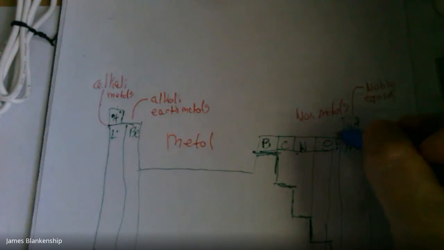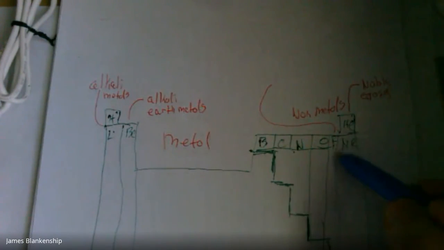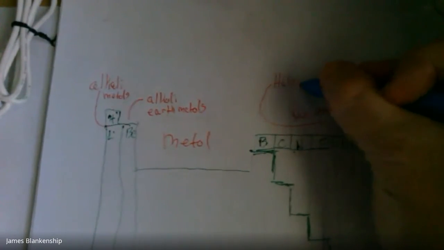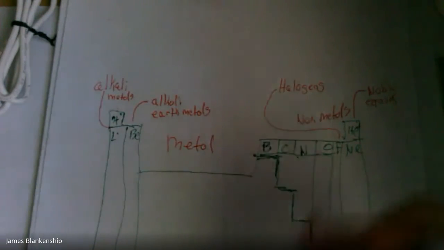The last column that we're going to talk about that has a particular name is the column with fluorine, chlorine, and bromine. Those are called halogens. Something to know about halogens is that they are very reactive.